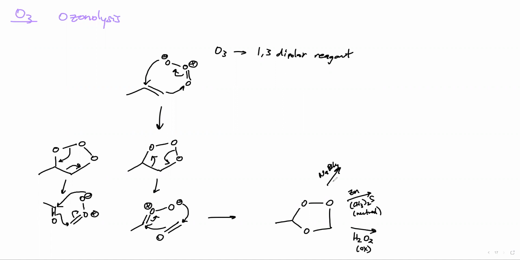NaBH4 is known as the reducing condition. Okay, so why am I telling you all this? It's because what you use will determine the total oxidation state of your molecule. And if I do the neutral condition breakdown, I think the rest of this will make a little more sense. But this is kind of how it works.